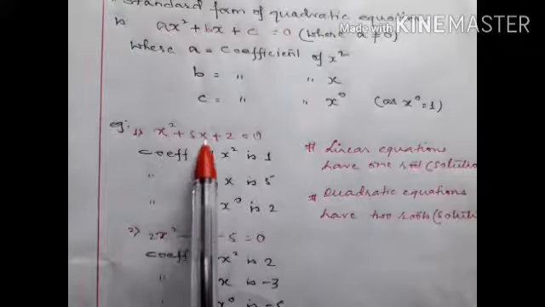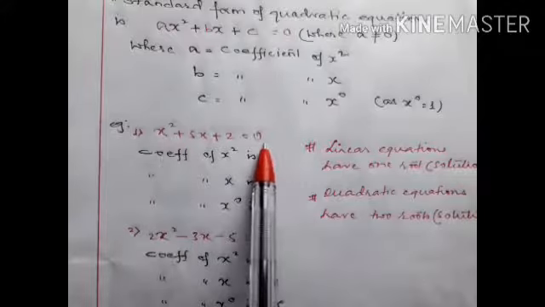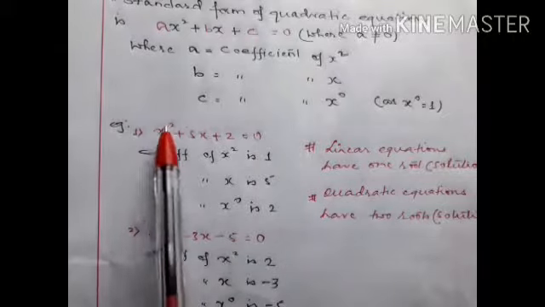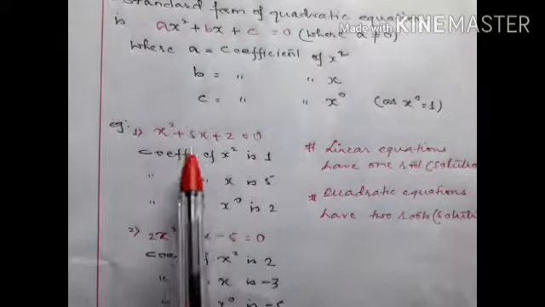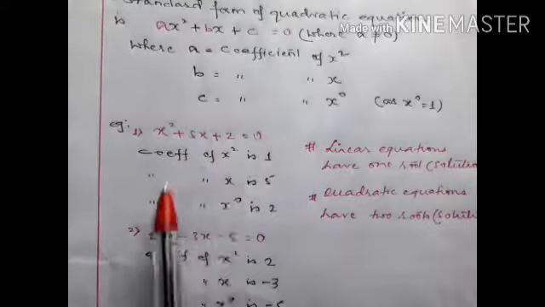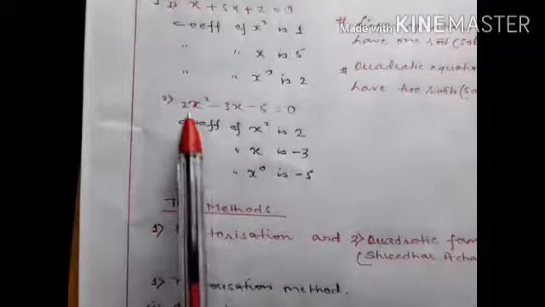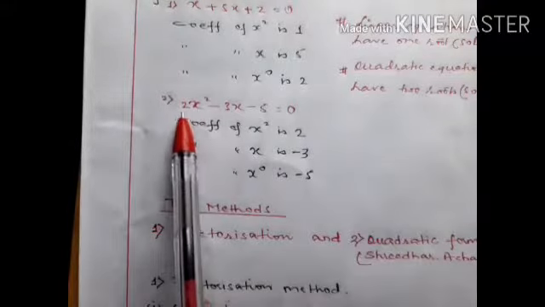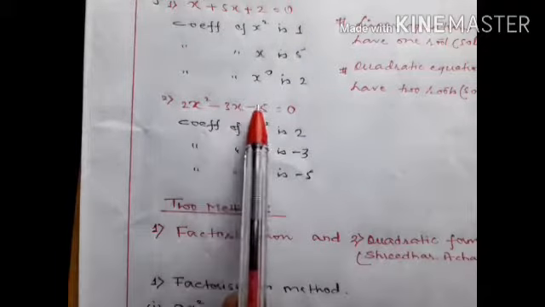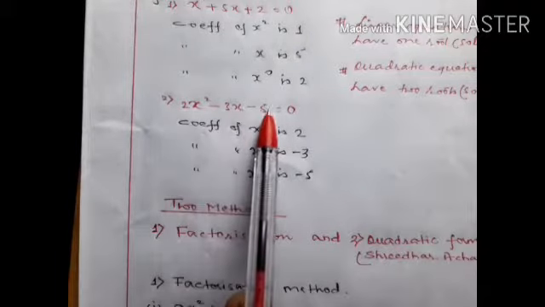Now for example, we have one question: x square plus 5x plus 2 is equal to 0. In this equation, 1 is the coefficient of x square, plus 5 is the coefficient of x, and 2 is the coefficient of x to the power 0. Similarly, in this equation, 2 is the coefficient of x square, minus 3 is the coefficient of x, and minus 5 is the coefficient of x to the power 0.